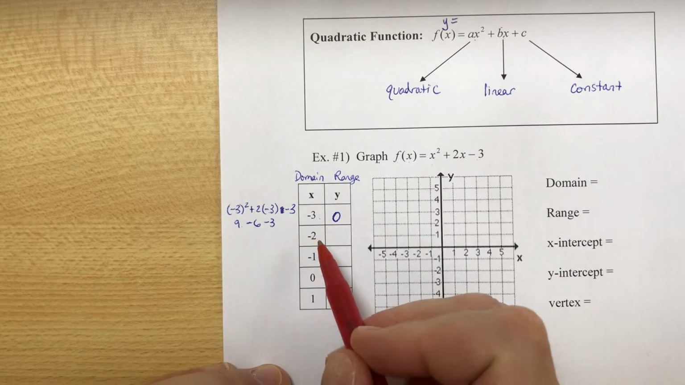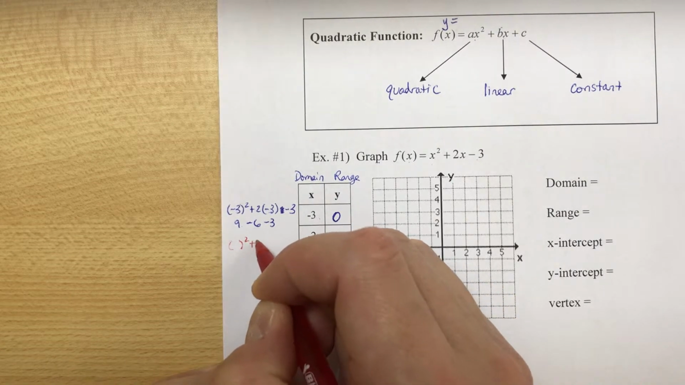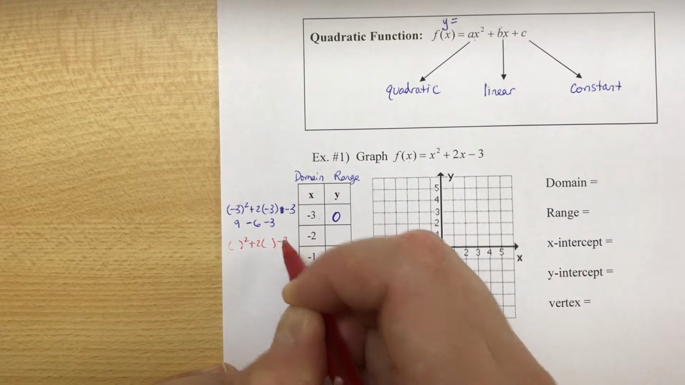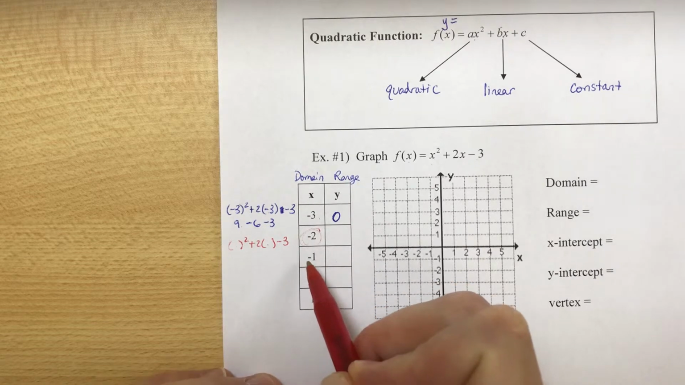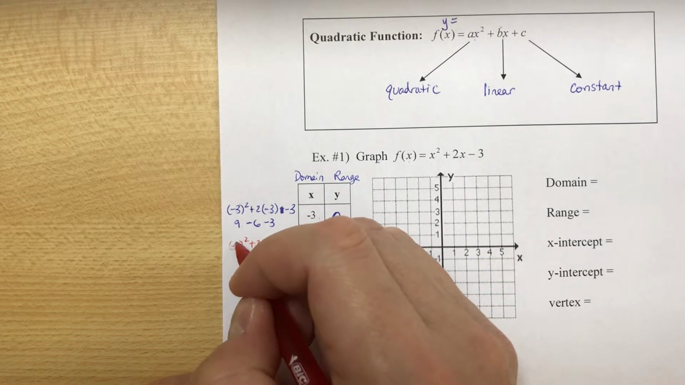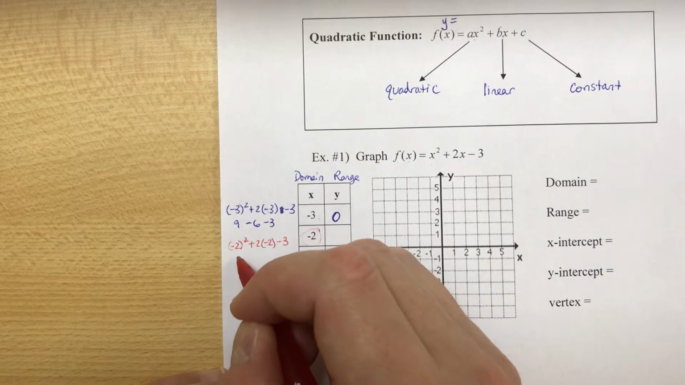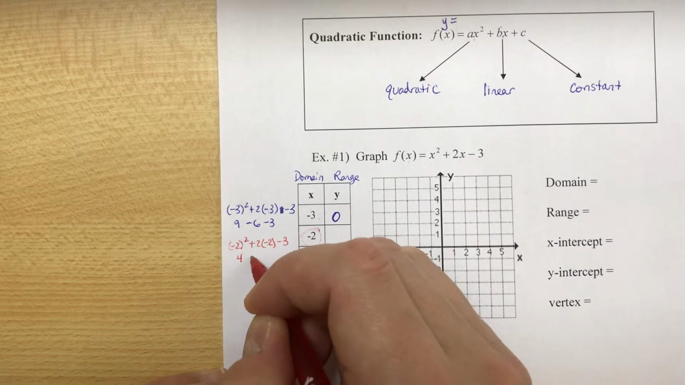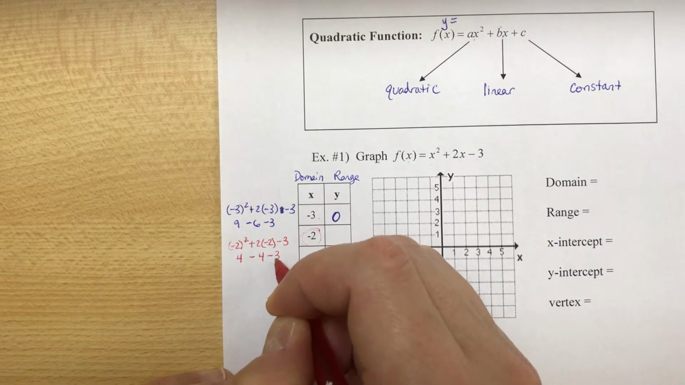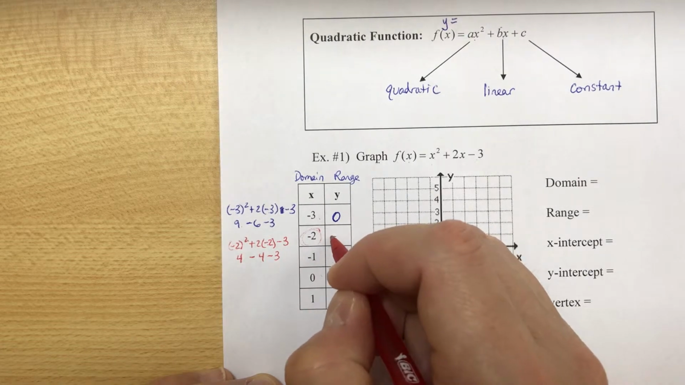Negative 2 for x. So again, we have x squared plus 2x minus 3, but instead of the letter x, we're going to substitute the number negative 2 this time. So this is going to be negative 2 squared is 4, plus 2 times negative 2, that's minus 4, and subtract 3. 4 minus 4 is 0, minus 3 is negative 3.